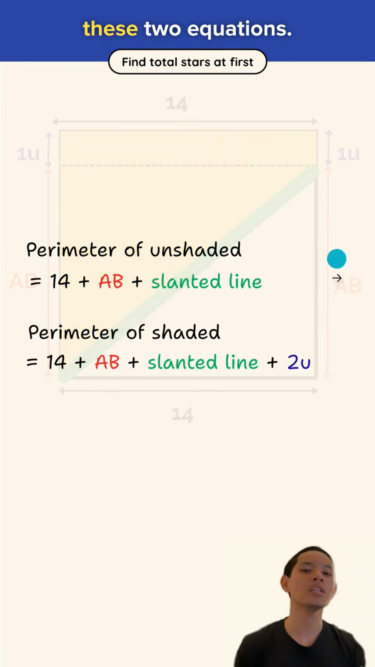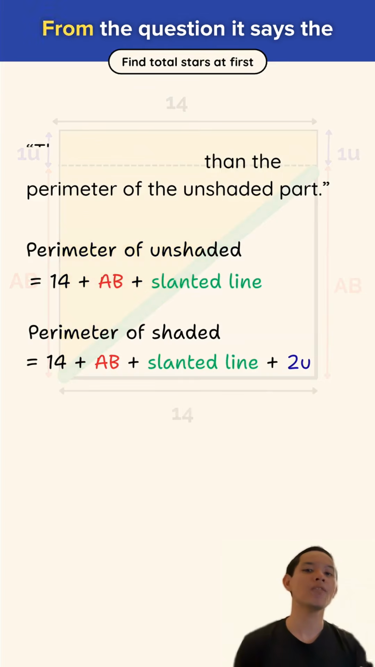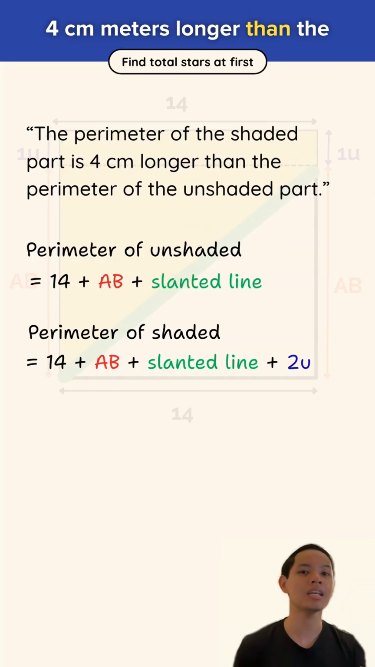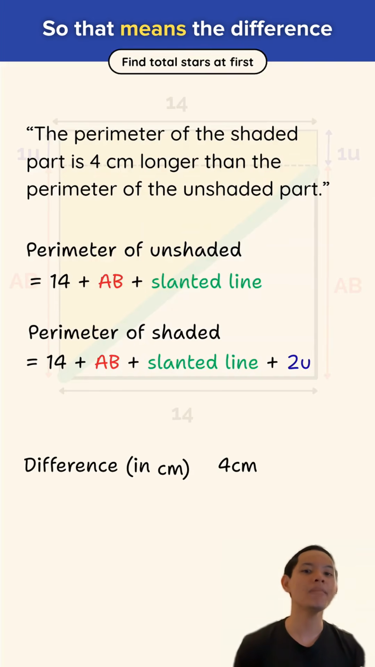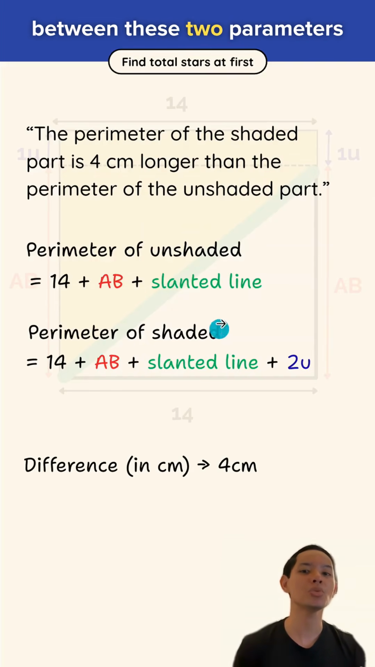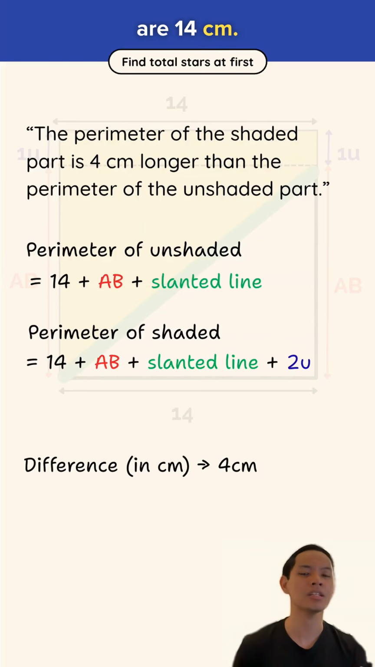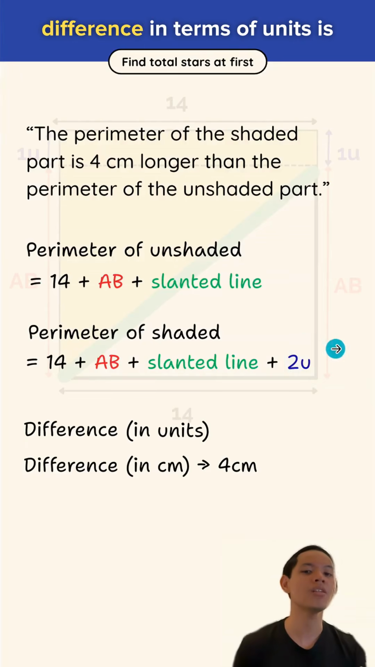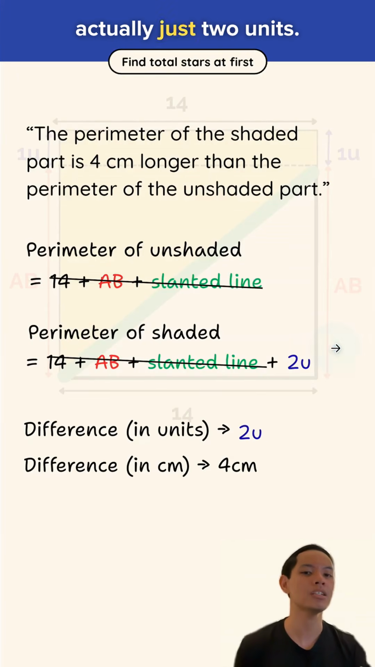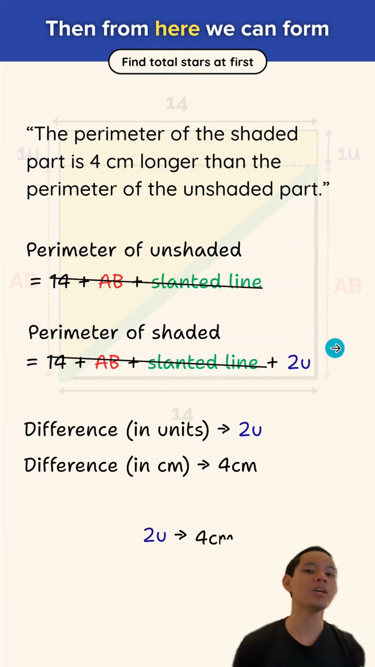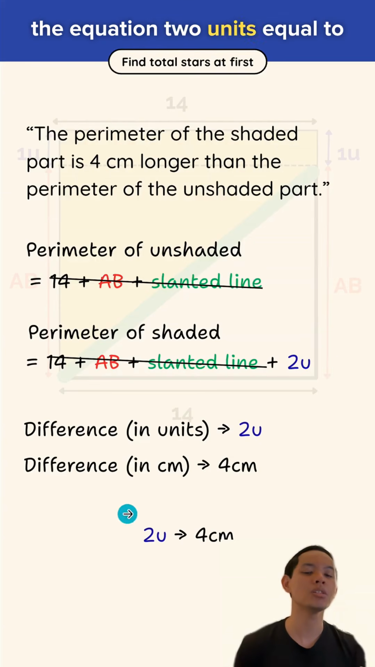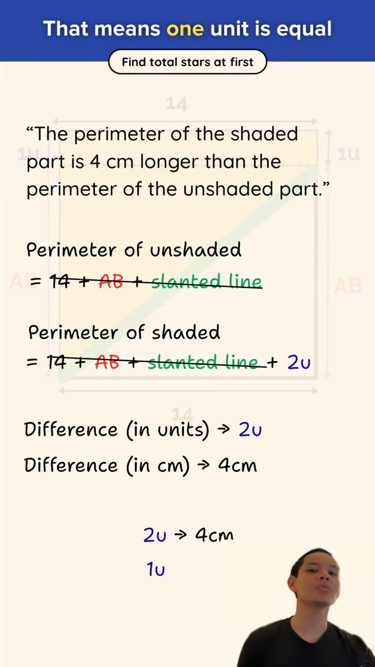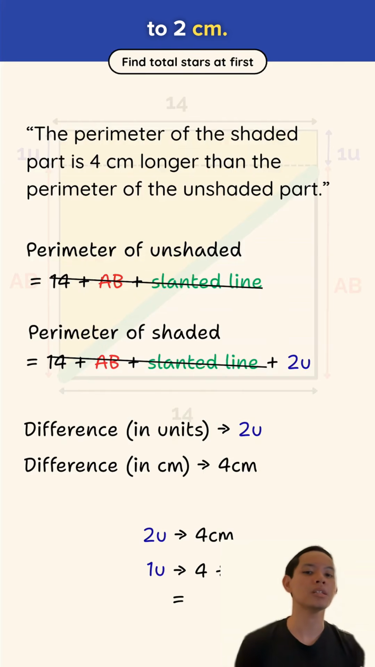So now we know these two equations. From the question, it says the perimeter of the shaded part is 4 centimeters longer than the unshaded part. So that means the difference between these two perimeters is 4 centimeters. Since everything is the same except for 2 units, the difference in terms of units is actually just 2 units. Then from here, we can form the equation: 2 units equal to 4 centimeters, because the differences are the same. That means 1 unit is equal to 2 centimeters.